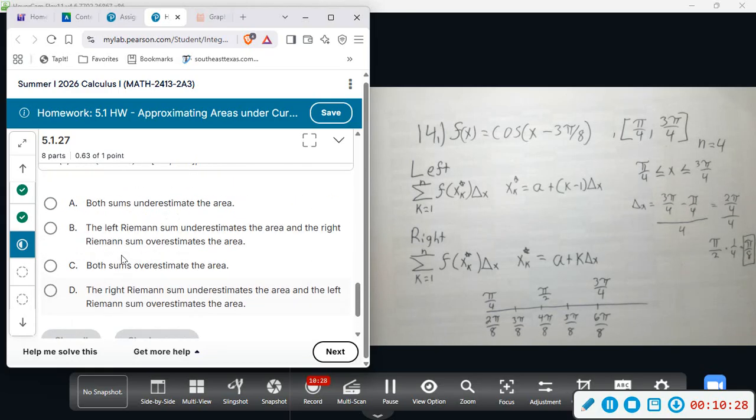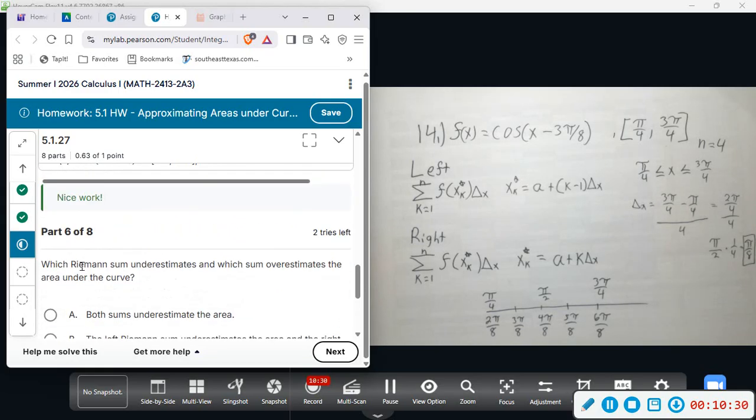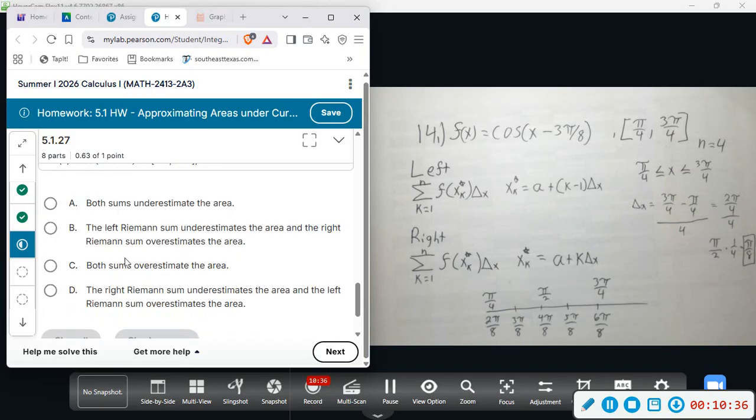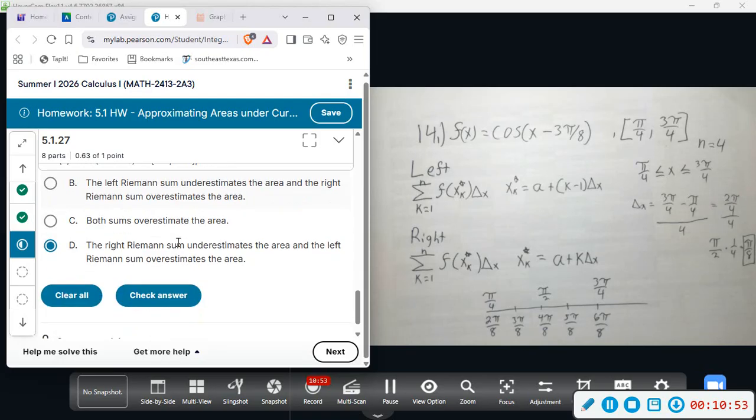And that will change based on if the function is increasing or decreasing, which Riemann sum underestimates and which sum overestimates. All right, so the left overestimates is what we saw. This says the left underestimates, right over, the right under, and the left over. Okay, option D.